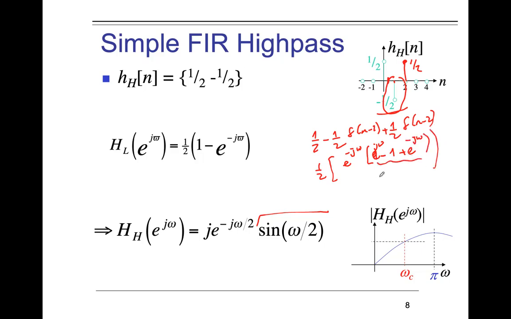This part is what? Cosine, right? I'm not saying it wrong. Cosine omega minus 1 divided by 2. Pardon, this 2 came here, this 2 went away. Cosine omega minus 1 over 2 times e to the power minus j omega. Still, look, this time my filter became like cosine omega minus 1.